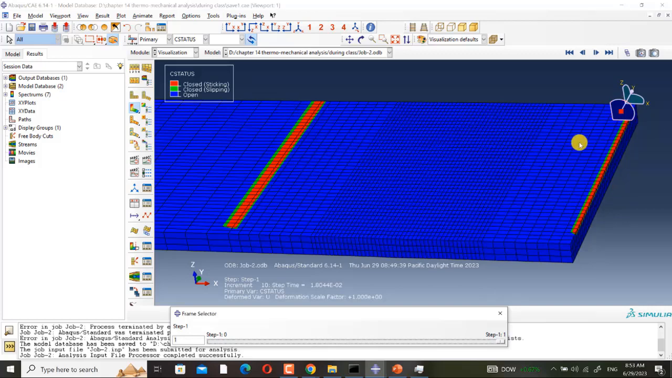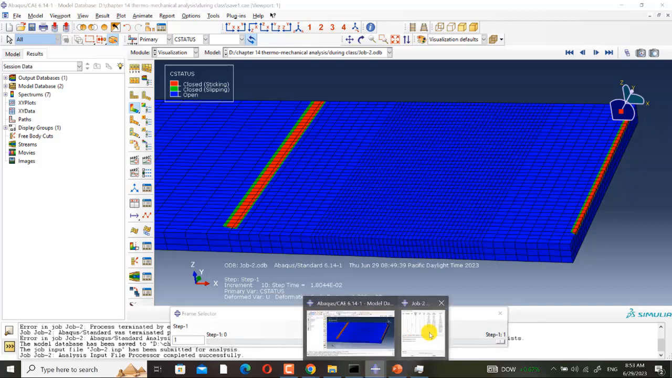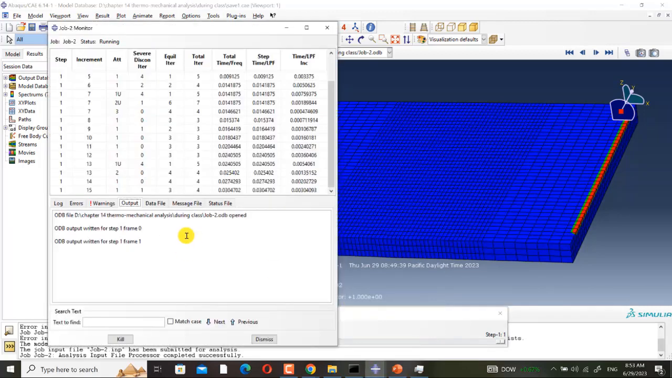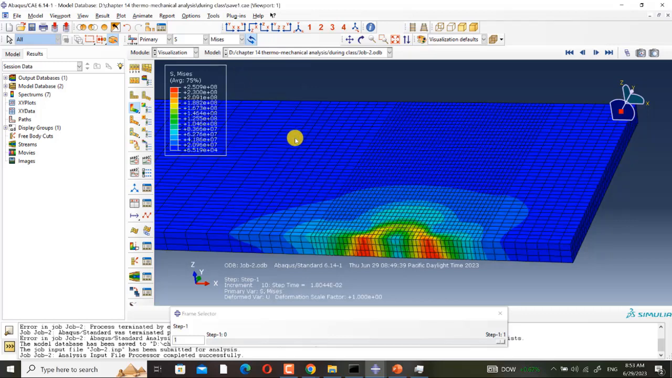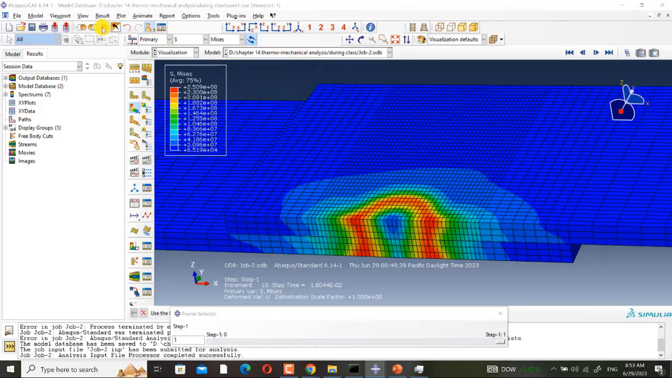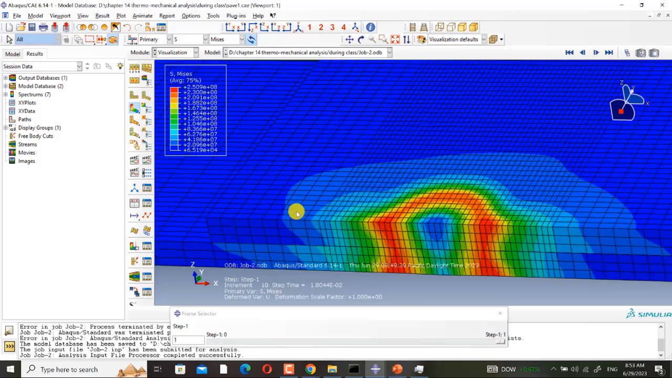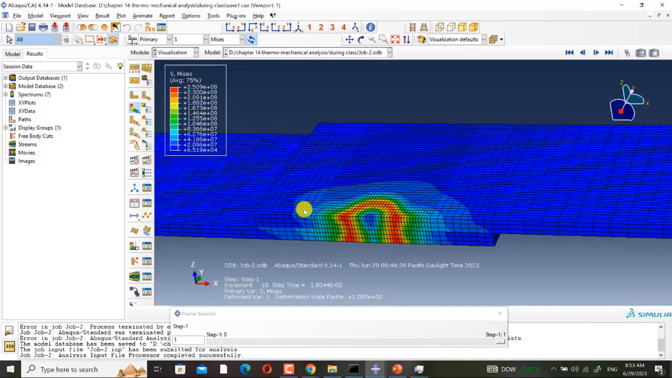In these regions it's due to the deformations. And also you can see the thermal stresses.